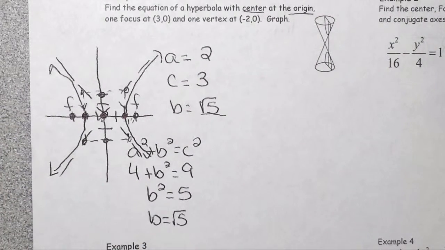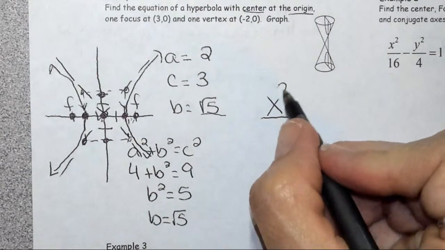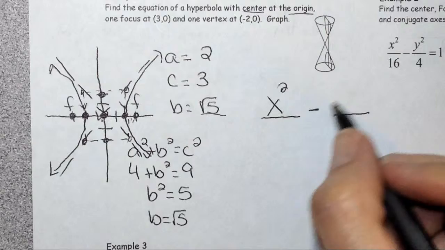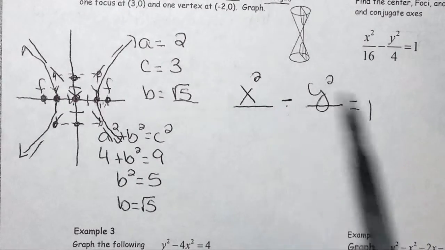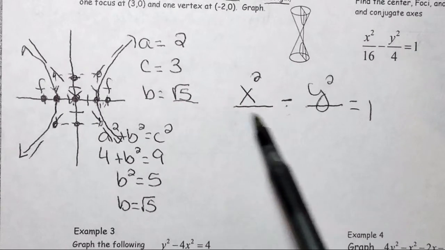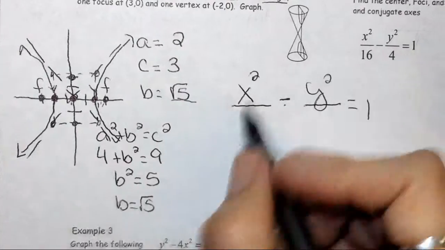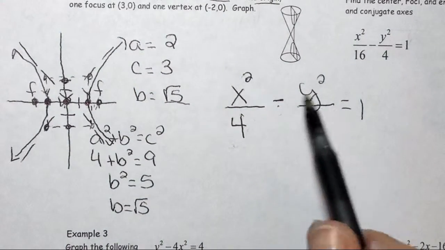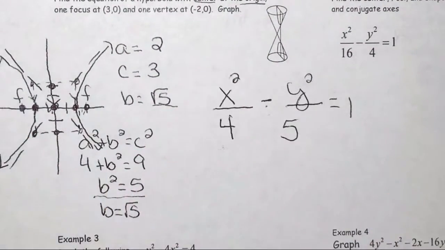Now I just have to write my equation. It's horizontal, so which letter comes first, x squared or y squared? x squared. And because I'm at (0, 0), I don't need any parentheses. I also know that I have to have a minus sign, and it has to equal 1. If you make a plus sign here, it's wrong. If you forget to make it equal 1, it's wrong. Underneath the first one is always a squared. What's a squared? a is 2, so what's a squared? 4. b squared always goes under the y. What's b squared? 5. And you're done. Graph, equation.